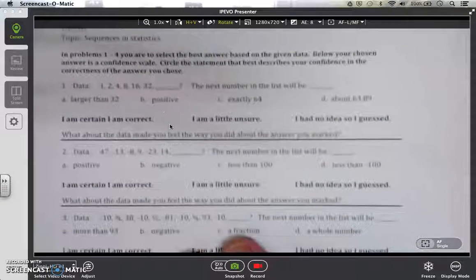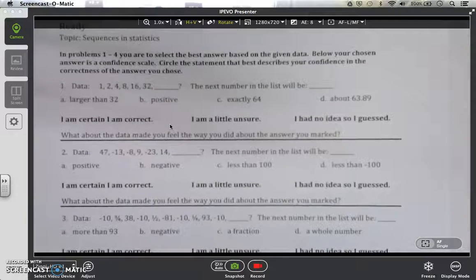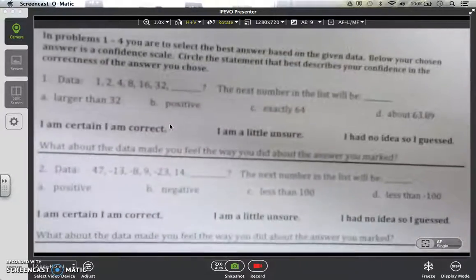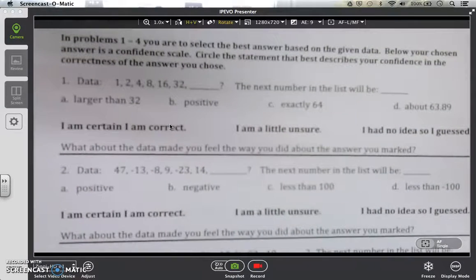Taking a look, it says in problems 1 to 4, select the best answer based on given data. Below, rate your chosen answer on a confidence scale. So what they want us to do, and let's see if we can get this looking a little bit better. There we go. Zoom in here. What it's going to do is go back to other chapters, okay?